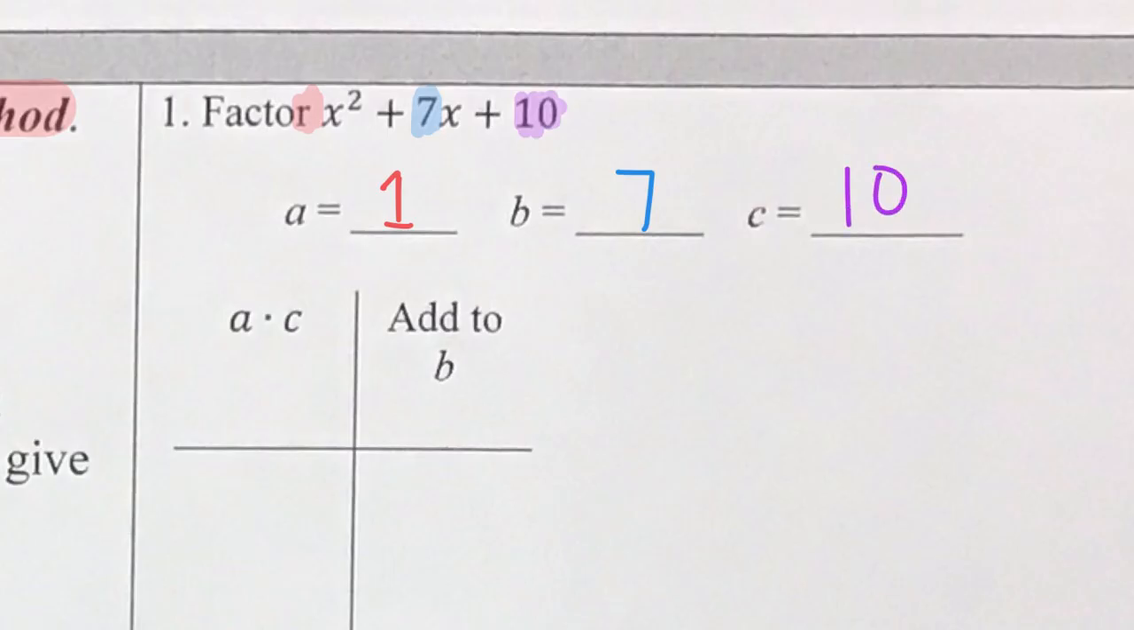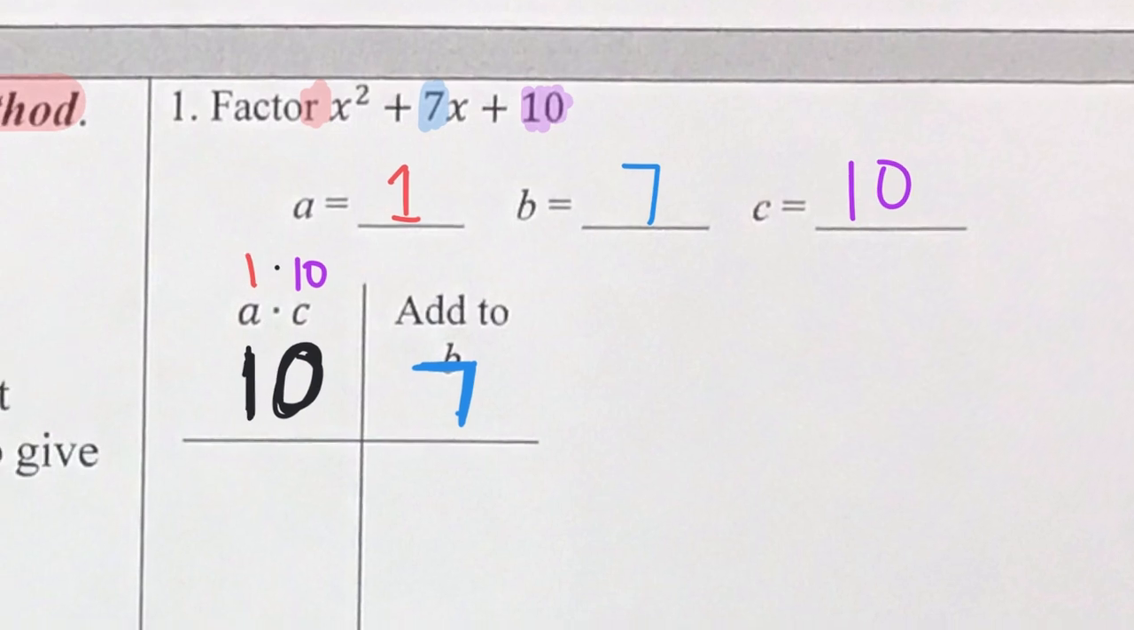In order to do the AC method properly, we have to identify your 3 A, B, and C's. So then AC: A is 1, C is 10. What is 1 times 10? Well, that number is just 10. So the product of A and C is 10. Now, the B value is 7. AC is 10, and the B value is 7.